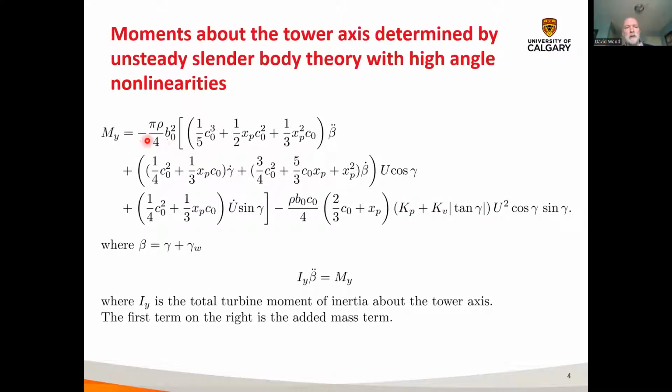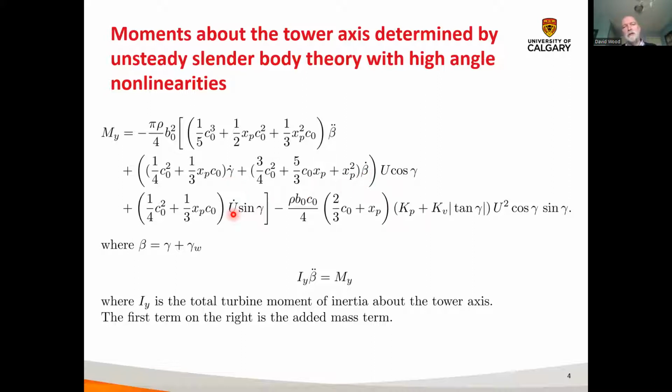And we end up with an equation that looks like this. This has been modified from unsteady slender body theory to include nonlinear effects at high angles of attack. It includes an added mass term. Here is beta, which is effectively the yaw angle of the tail fin. So the second derivative of beta is an angular acceleration, and the aerodynamic component of that gives us the added mass. And then we have a bunch of terms that are damping terms here.